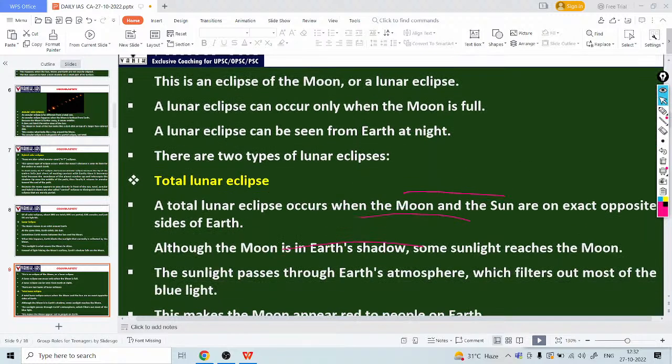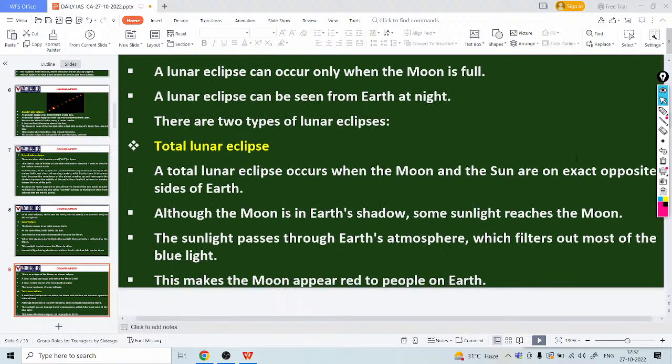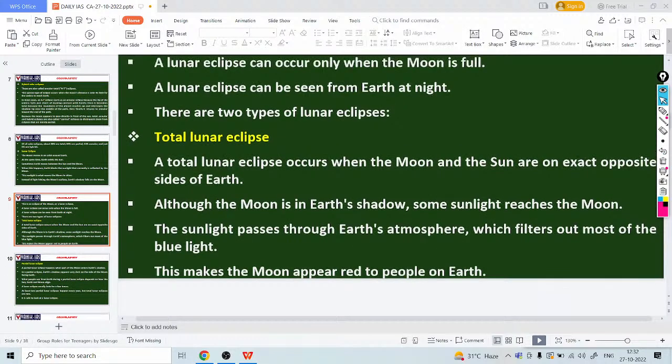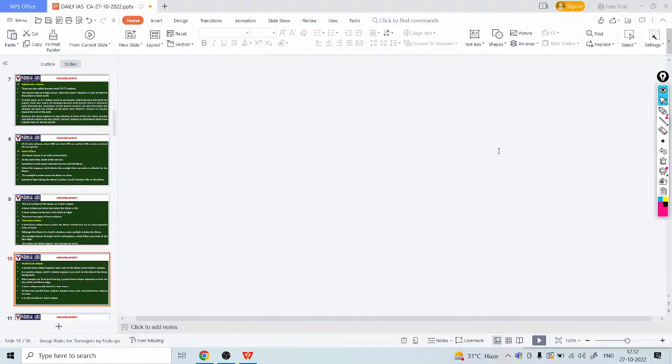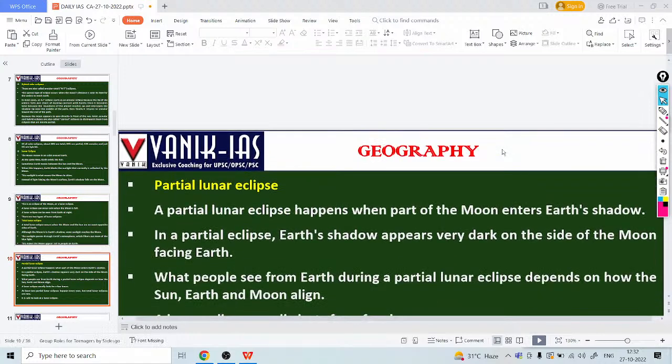The total lunar eclipse occurs when the moon and the sun are on the exact opposite sides of the earth. Although the moon is in earth's shadow, some light reaches the moon. The sunlight passes through earth's atmosphere, which filters out most of the blue light. This makes the moon appear red to the people on earth. So these things we read in the school days.